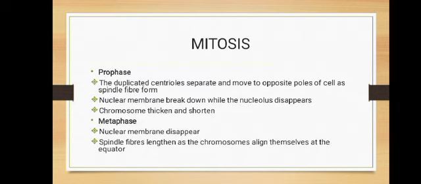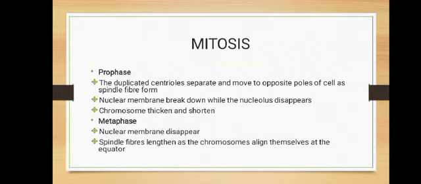Then we go to the second stage, that is the prophase. In prophase, the duplicated centrioles, remember we said there was formation of new cell organelles. It was one, but now another centriole is also there. So the duplicated centrioles separate and move to opposite poles of the cell as spindle fibers form. There will also be nuclear membrane breakdown while the nucleolus disappears. The chromosomes thicken and then shorten.